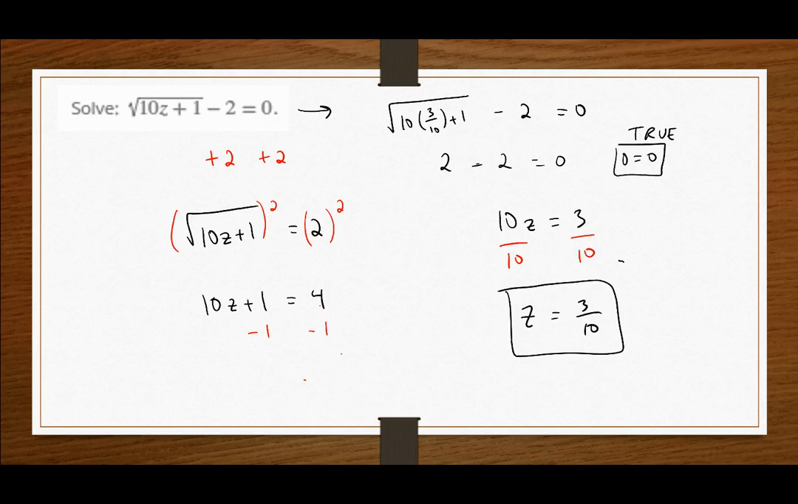So what happens if I plug it in and I get a false statement? Well, we create what's called, again, an extraneous solution, and we have to toss that particular value out. We're not always guaranteed that we're going to have extraneous solutions, and we're not always guaranteed to just have one solution. Let's look at some more examples, though.